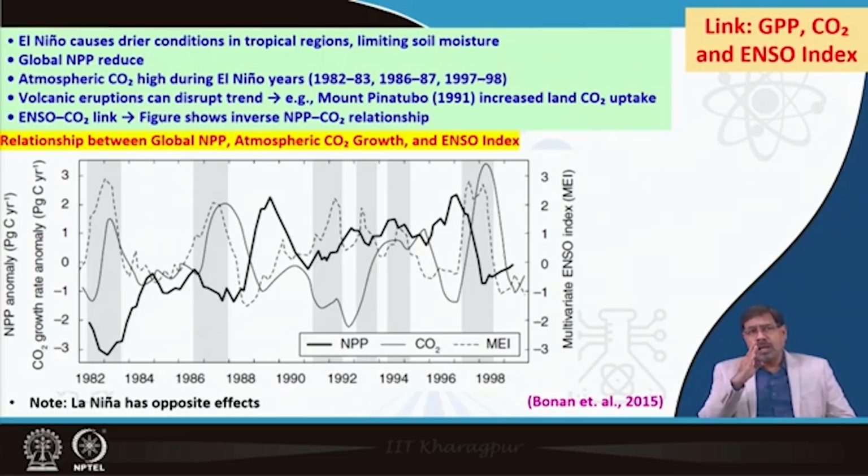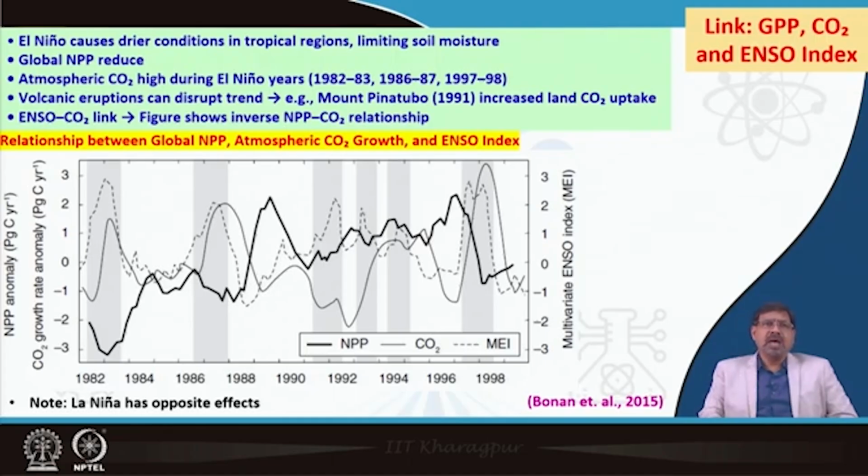So the years 1982, 1986 to 87 and again 91, you are seeing some kind of trough regions, that means corresponding to El Nino year influence. So what we are trying to see, we are trying to understand the relationship between the global NPP, the atmospheric carbon dioxide, and the ENSO index.